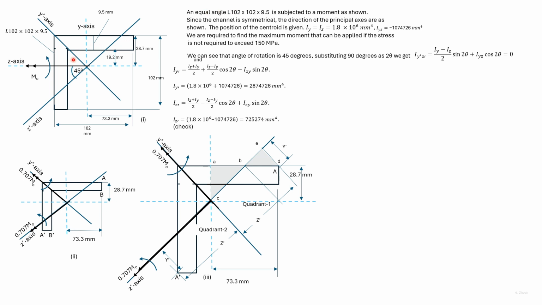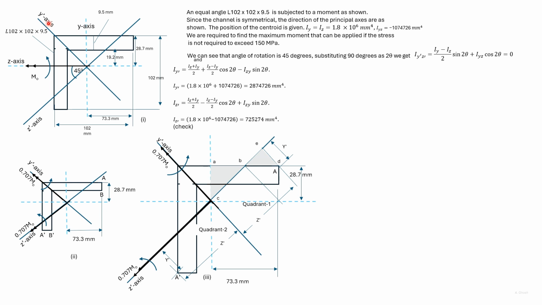Here we have an equal angle that is subjected to a moment M0 about the z-axis as shown in this diagram. We are given the maximum allowable stress, and we are required to find out the maximum value of M0 that can be applied. We were given Iy and Iz, and earlier we found out Iyz. Since this is an equal angle, it has an axis of symmetry which is given here as the y dash axis.